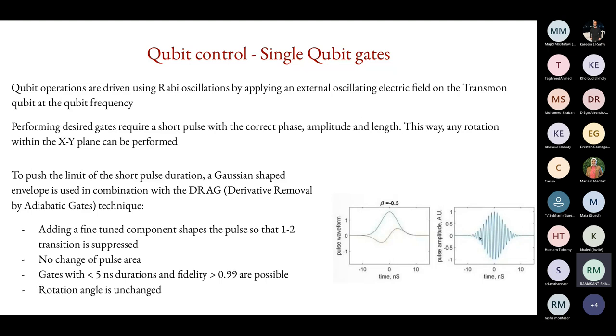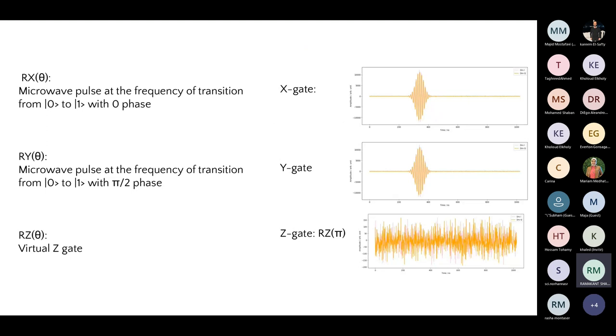The drag is not really clear here, but it's still a combination. And the frequency of this pulse will determine what is the gate we are applying. Let me give you an example. We want to apply a rotation around the X axis on a qubit. Let's say theta is the angle that we would like to apply.